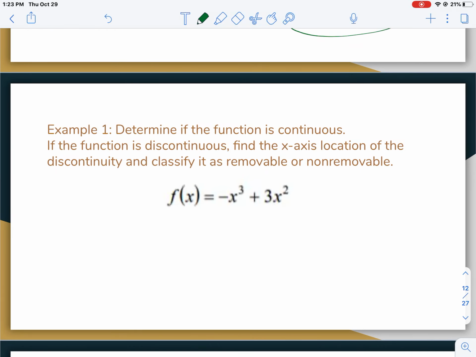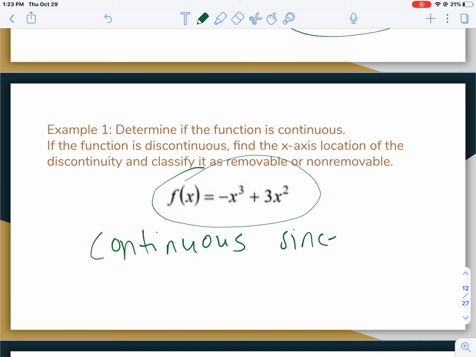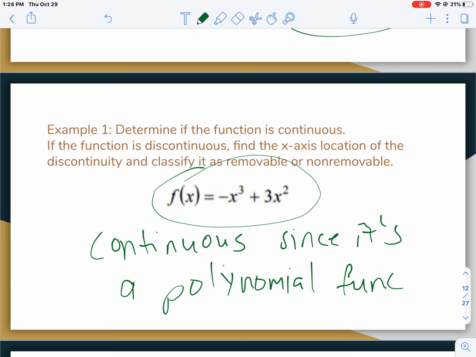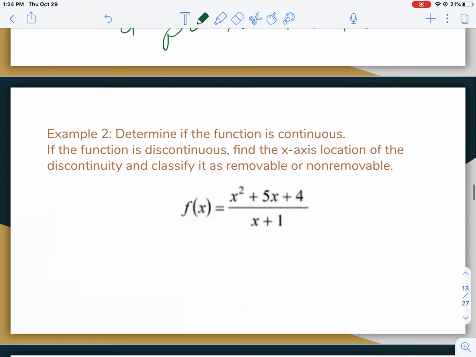So for us, if we want to see if functions are continuous, and if the function's discontinuous, find the x-axis location of the discontinuity and classify it as removable or non-removable. Well, this function's continuous, right? Continuous since it's a polynomial function. Okay? If you type that into Desmos, just graph it, you'll see that whatever number you plug in, there are no holes or asymptotes.